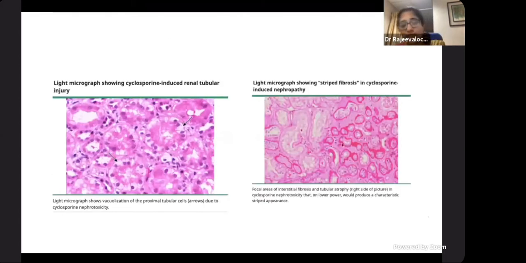Now, this is a small picture which shows vacuolization, which is small vacuoles formed in the proximal tubular cells due to cyclosporine nephrotoxicity, and striped fibrosis, where there are areas of fibrosis alternating with areas of normal interstitium, which is seen in chronic CNI toxicity.